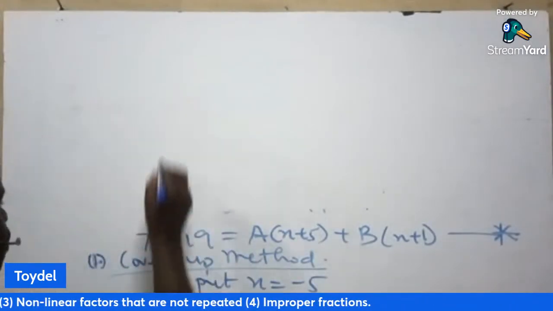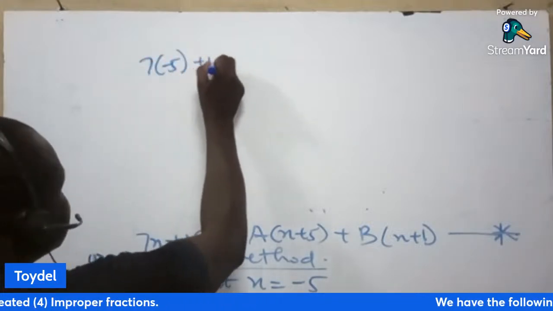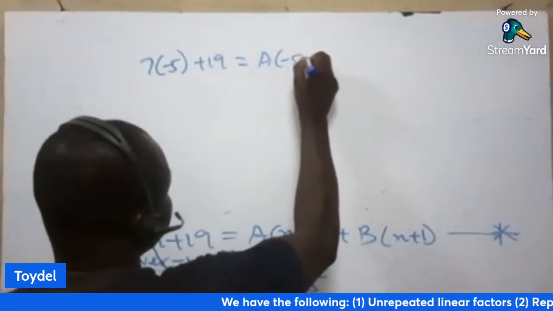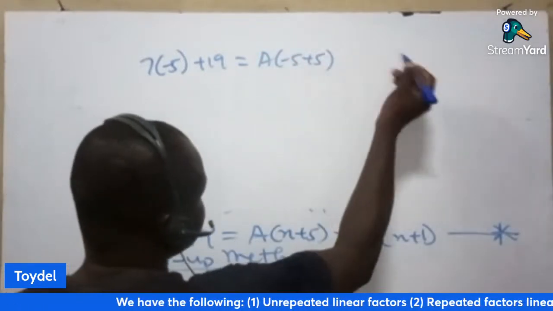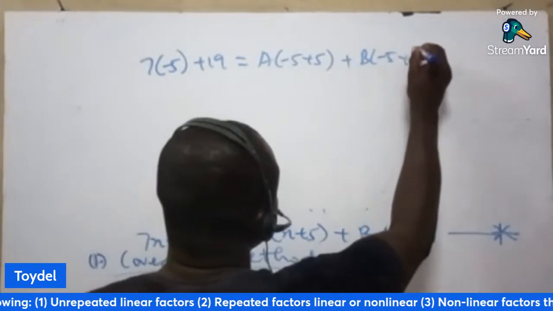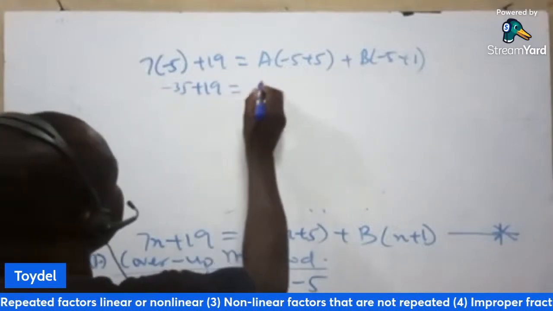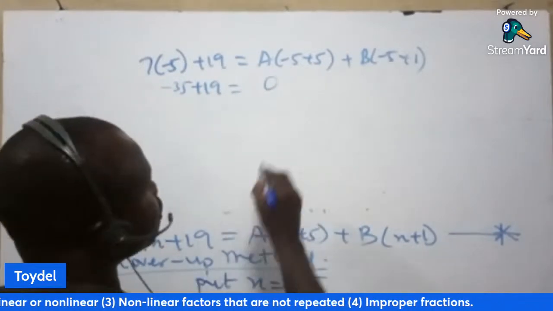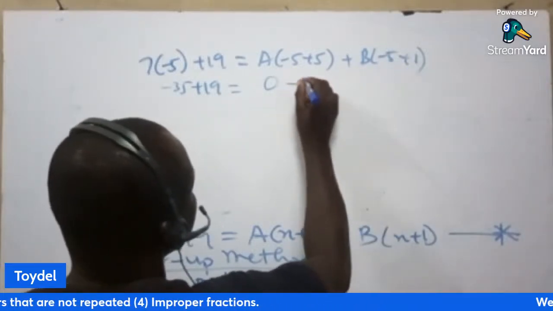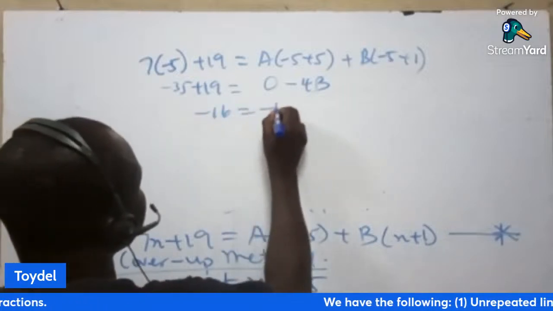So I will now say 7 into bracket x, which is now minus 5, plus 19 is equal to a into bracket minus 5 plus 5. This one will vanish, so I don't need to write it, but let me just put it there. Then b into bracket minus 5 plus 1. So 7 times minus 5 is minus 35, plus 19 is equal to 0 plus minus 5 plus 1 is minus 4, so minus 4b. So here I'm going to have minus 16 equal to minus 4b.